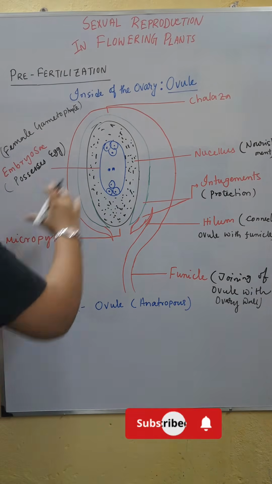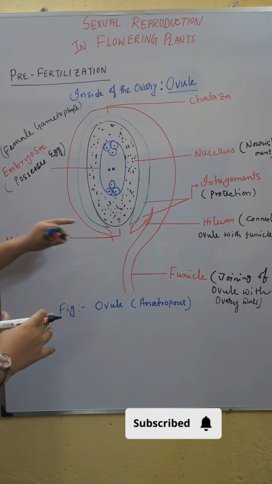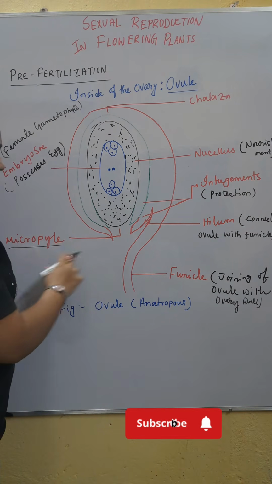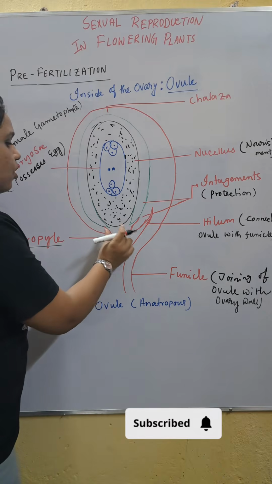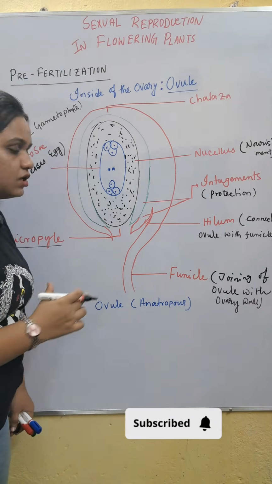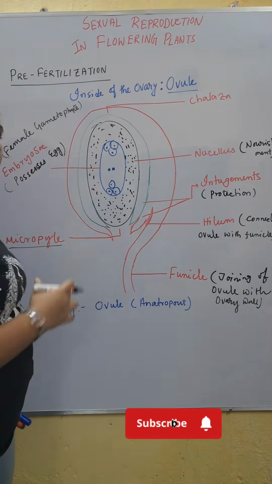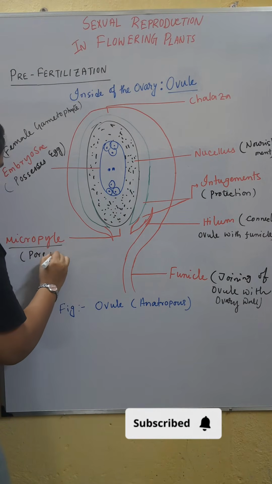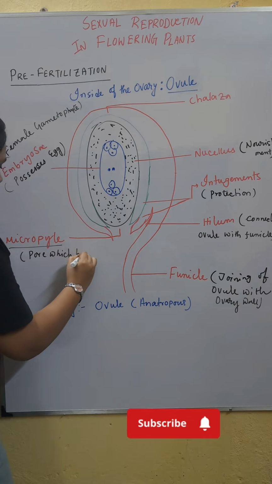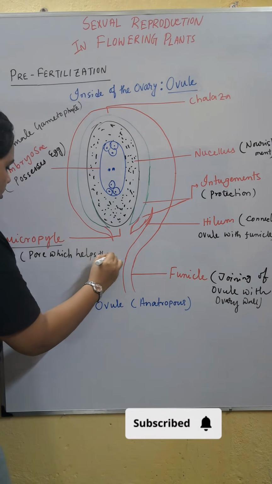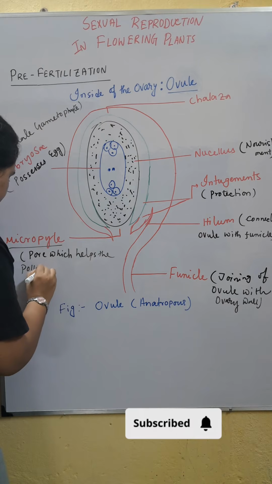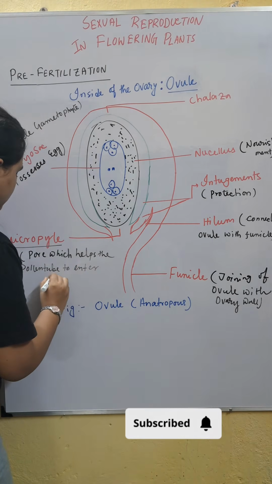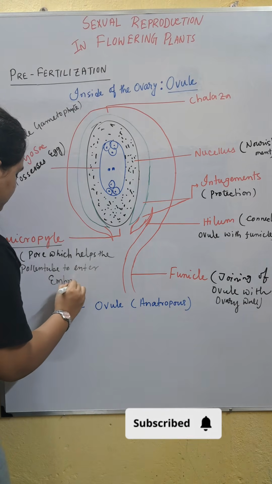Now, other than the embryo sac, we have a structure known as the micropyle. The micropyle is the small pore from which the pollen tube comes to the embryo sac. So it is the pore which helps the pollen tube to enter the embryo sac.